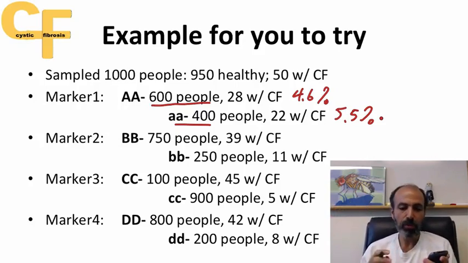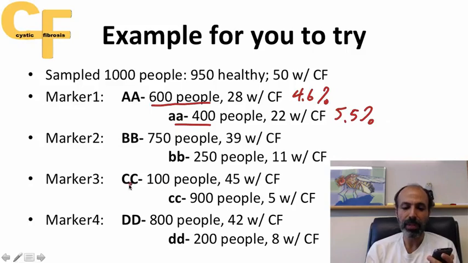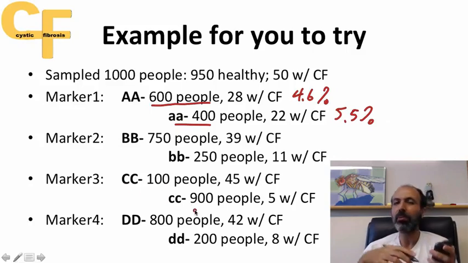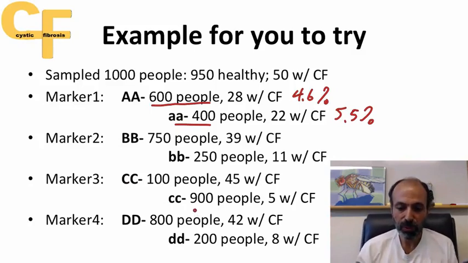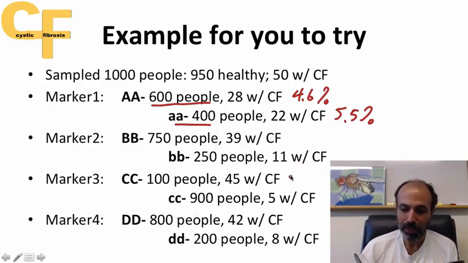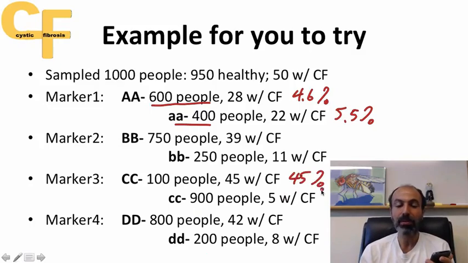Now let's look at marker 3. There we have 45 out of 100. So 100 people have big C, 900 have little c. Again, we've just pretended there are no heterozygotes. Okay. So for the first one, it's 45 divided by 100. Well, I can do that one in my head. That would be 45%. Okay, so among big C, if you're big C, your odds of having cystic fibrosis is 45%.